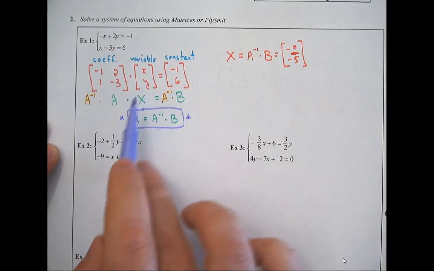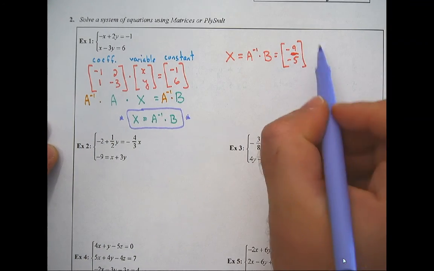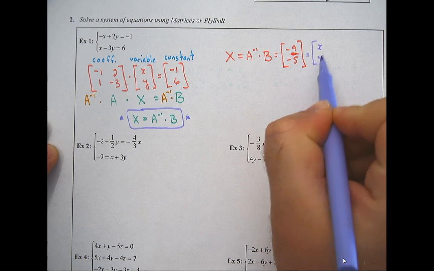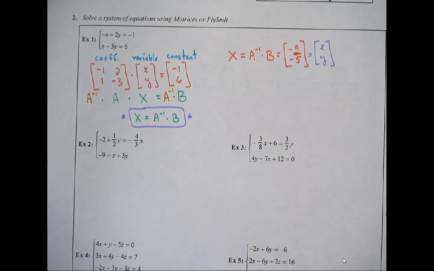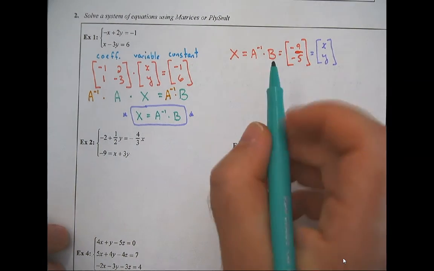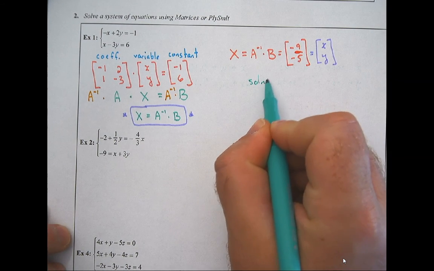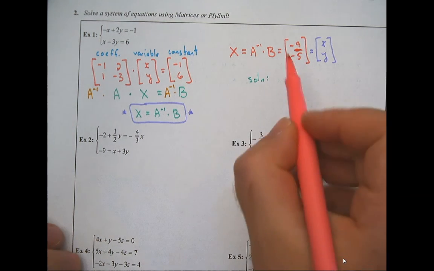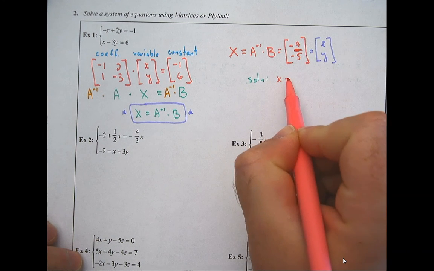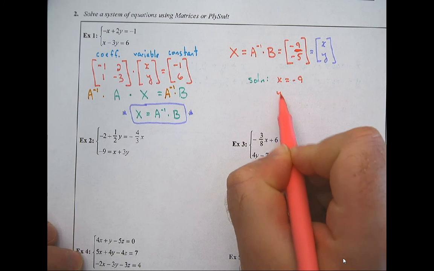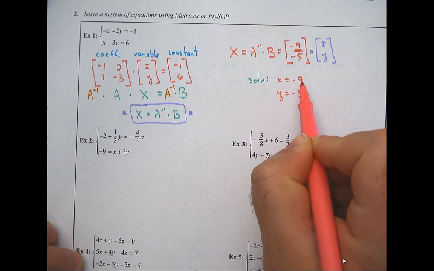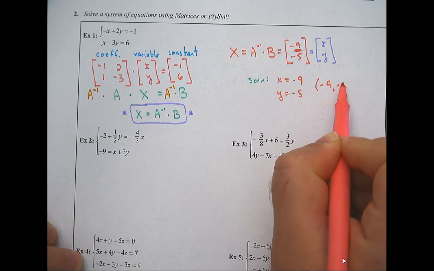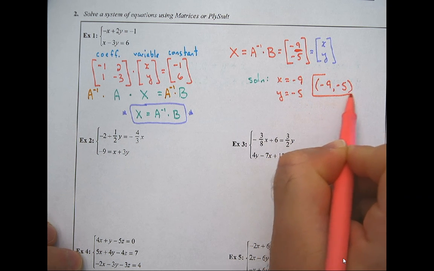that's the solution. Remember, the X matrix is what we're trying to find. The X matrix was the matrix X, Y. So this is telling us our solution to the system is X equals negative 9 and Y equals negative 5. Or if we wanted to write it as a point, negative 9, negative 5, and I usually prefer it as a point.